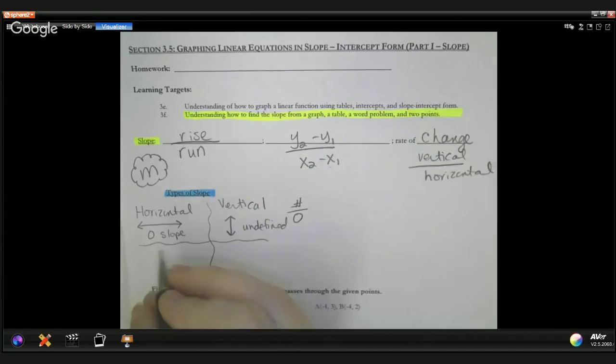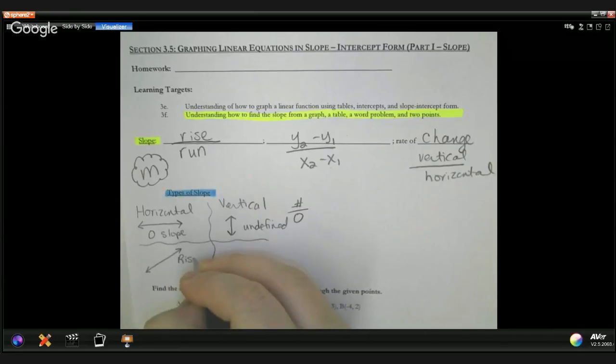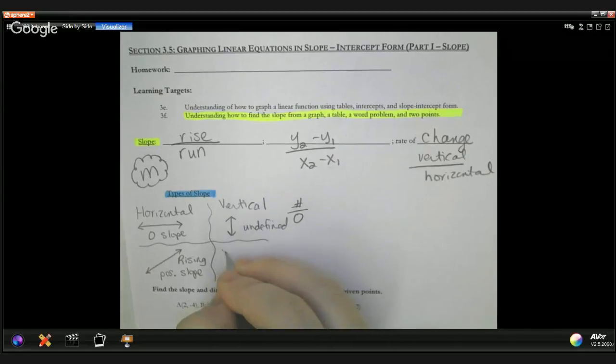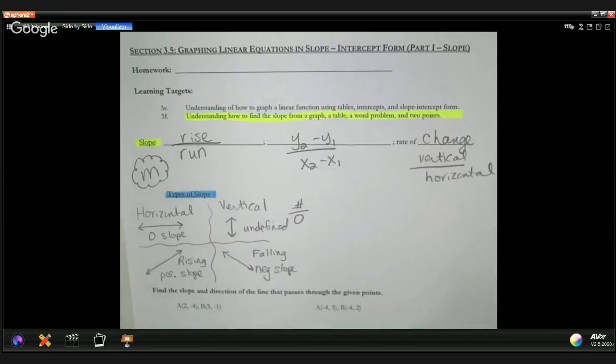The next thing you can have is a slope that goes up. This is called a rising slope, and it's a positive slope. When we read slopes, we read them like a book going left to right, and so from left to right, this slope points up. The next type you can have is one that goes down, and this is called a falling slope, which is a negative slope. So you can have a positive, a negative, a horizontal, or a vertical.